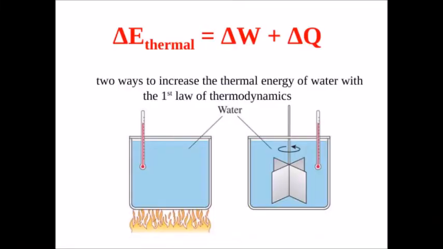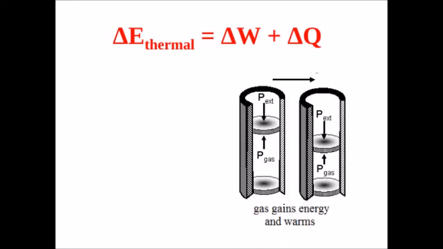This is work being done on the water. It's speeding up the water. You hit it around with those blades and you're speeding up the water molecules. Back to a gas: how can you do work on a gas molecule? You can compress it. Here we have a cylinder. We are compressing this gas. We are doing work. Force times distance, a compression force, a compression delta X, positive work being done on the gas. The gas gains energy and warms up.